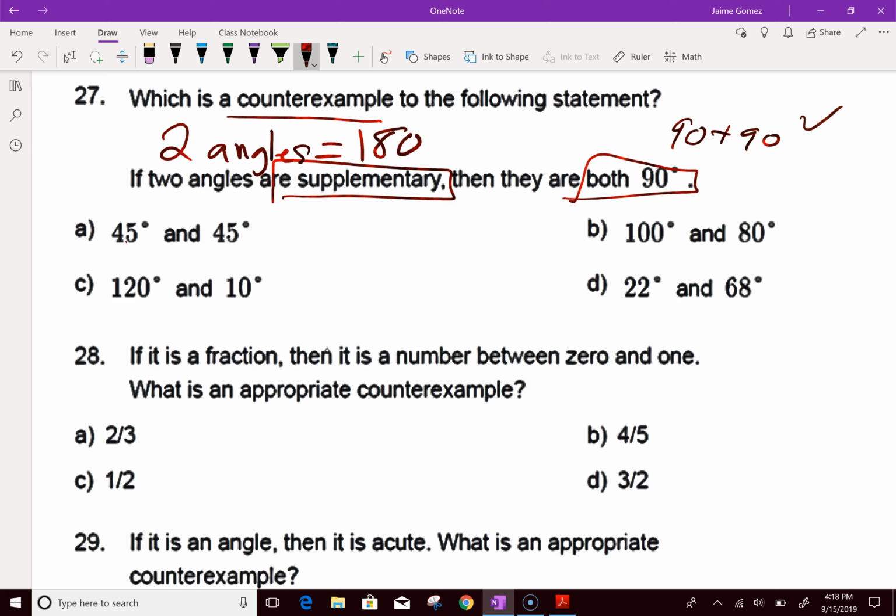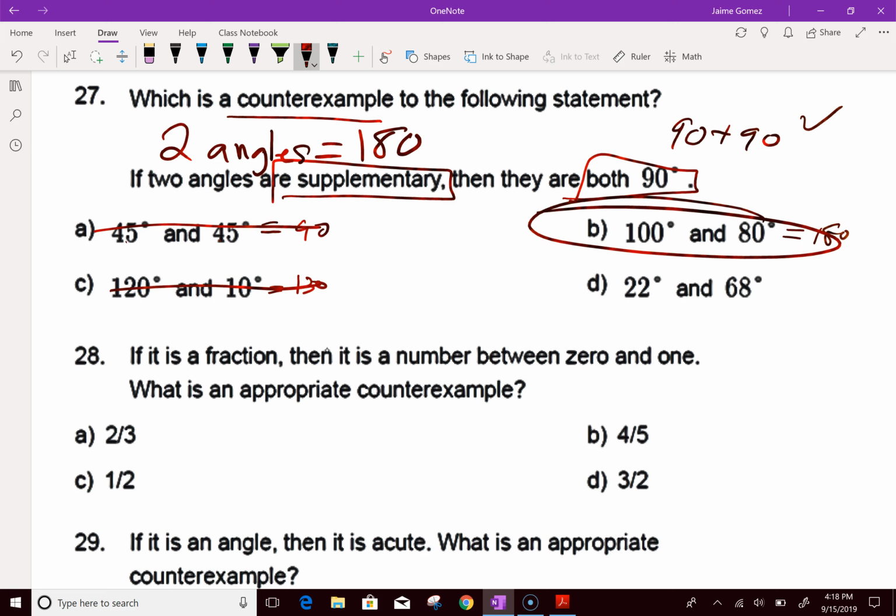Let me see. 45 and 45, that's 90. That doesn't prove it wrong. 120 and 10, if you add them, you only get 130. Well, that doesn't prove it wrong. 100 plus 80, that's 180. And they're both not 90, so that proves it wrong.